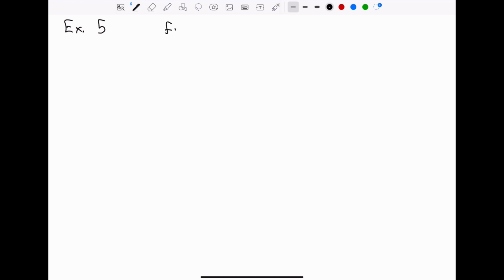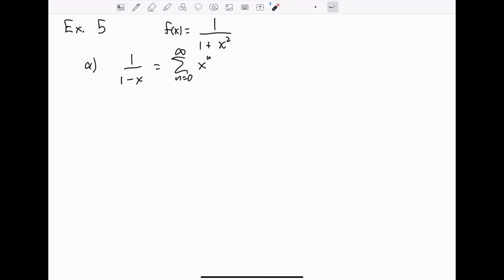We're dealing with the function f of x equals 1 over 1 plus x squared. And for part A, we want to use the Maclaurin series for 1 divided by 1 minus x. Let's go ahead and write that out. That's the sum from 0 to infinity of x to the n. And we can write out the first several terms if we want, but I think this is sufficient for our purposes here. In order to use this Maclaurin series, we want to take our original function and somehow rewrite it so that it looks like this form.